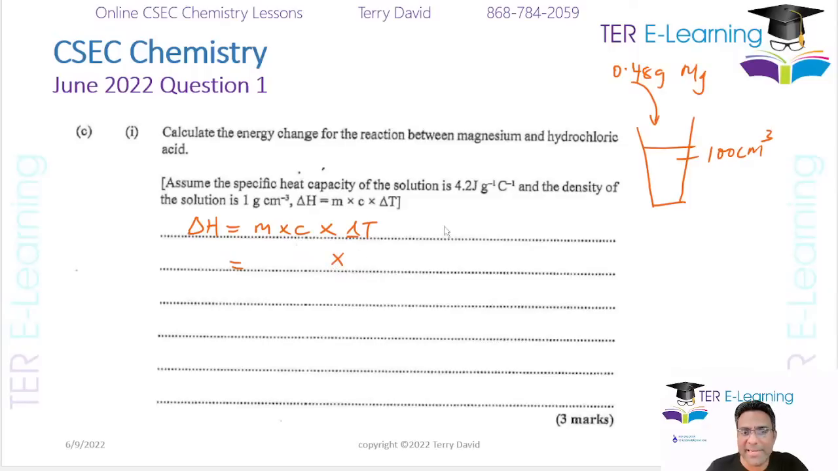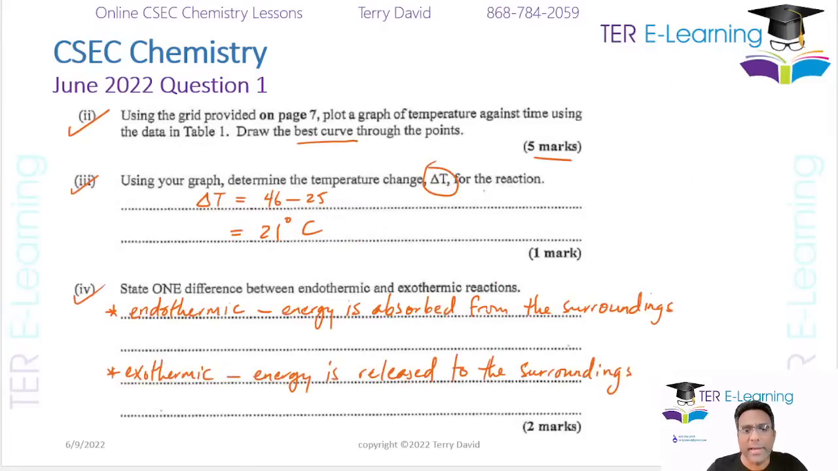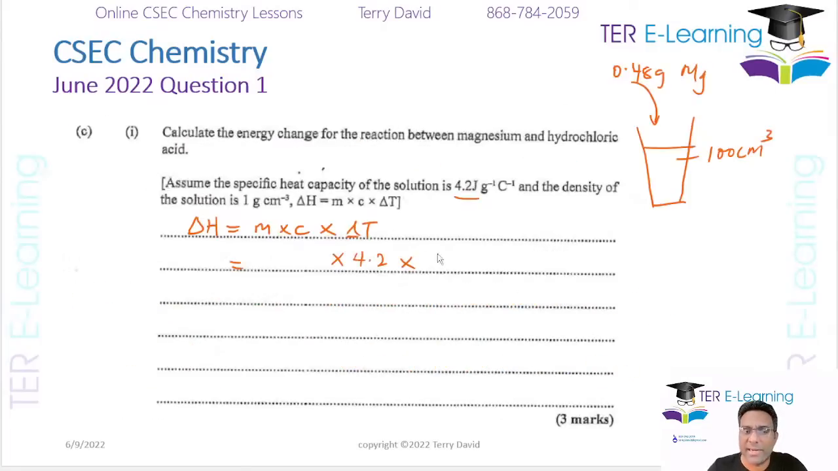So you're multiplying by C. They told you what C is. C is 4.2. We're assuming that the specific heat capacity of the solution is 4.2. Multiplied by your delta T. Well, we worked out delta T previously. Yeah, 21 degrees was our temperature change, so that's just 21. And students were trying to figure out, well, should we use 100 grams or should we use 100.48 grams?